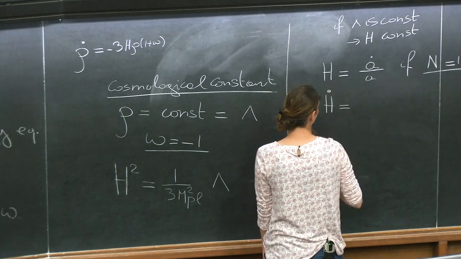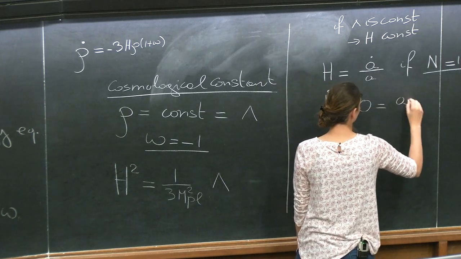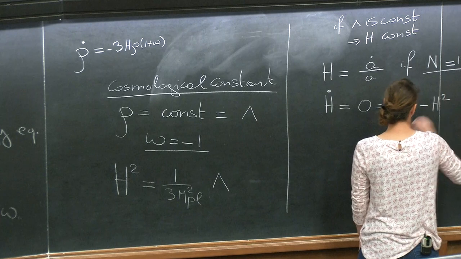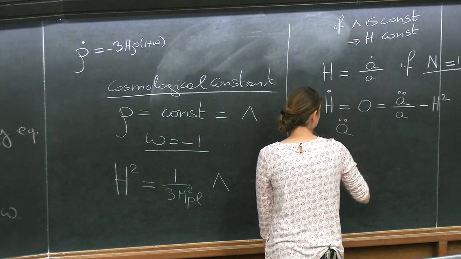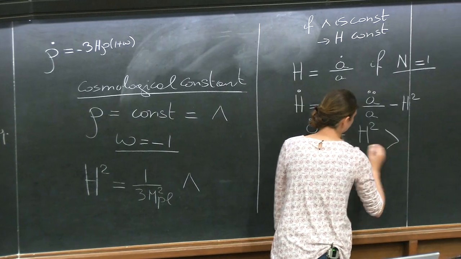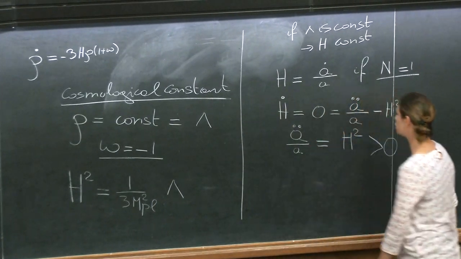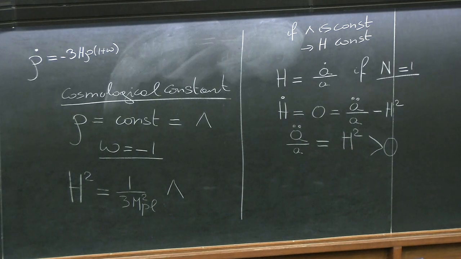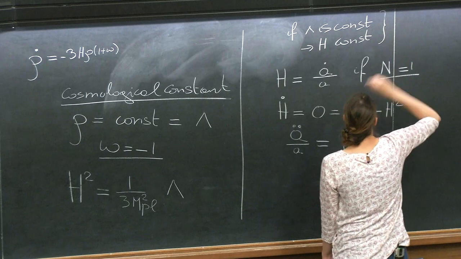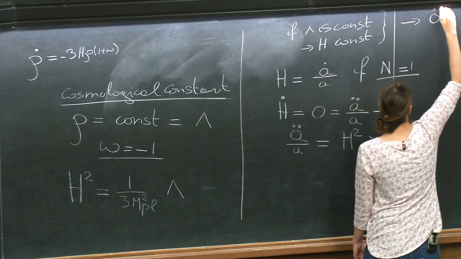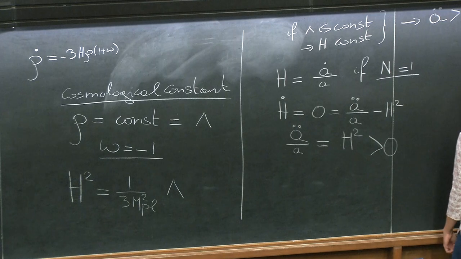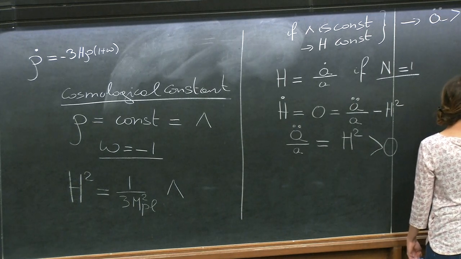Then the time variation of the Hubble parameter is 0, which is equal to a double dot over a minus a dot squared over a squared, that is, minus H squared. And so we see that the acceleration of the scale factor is equal to the constant Hubble parameter squared, which is positive. So we have an accelerated expansion of the universe. Can you see if I write here? No, okay. So having a cosmological constant leads to the acceleration of the scale factor being positive, and so this is an accelerated expansion.